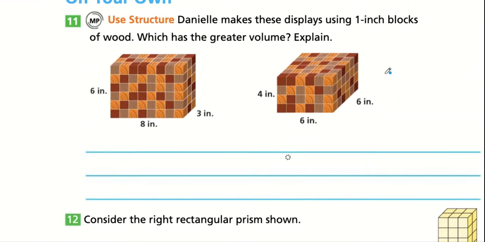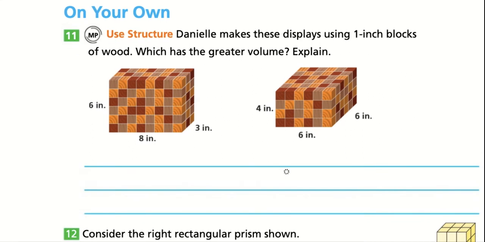Okay, so here we are on page 112, number 11. Danielle makes these displays using 1-inch blocks of wood, okay? So this right here is 1 inch, that part right here is 1 inch. It's a square, 1 inch on one side, 1 inch on the other side, for just this little tiny brown square right here in the corner. That's what this is telling me.